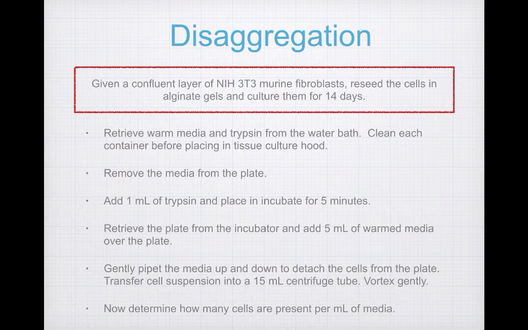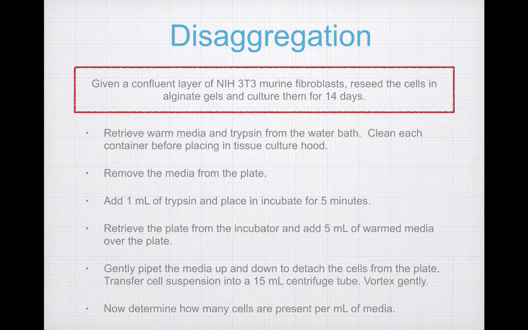Now, for the procedure, your goal is that you will be given a monolayer of fibroblasts and you'll want to reseed them in alginate gels for 14 days. You'll start this process by retrieving warm media and trypsin from the water bath. Remember to clean each container before placing in the tissue culture hood. Then you'll take your confluent plate of cells, you'll remove the media, add 1 milliliter of trypsin, and place the plate in the incubator for 5 minutes.